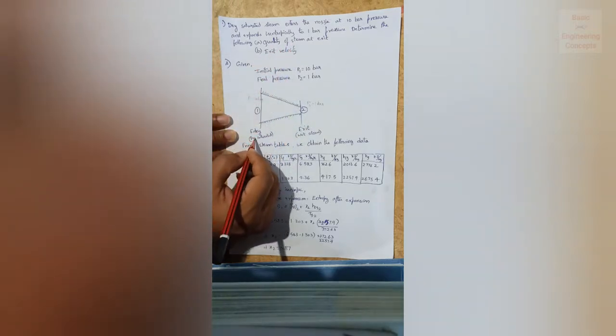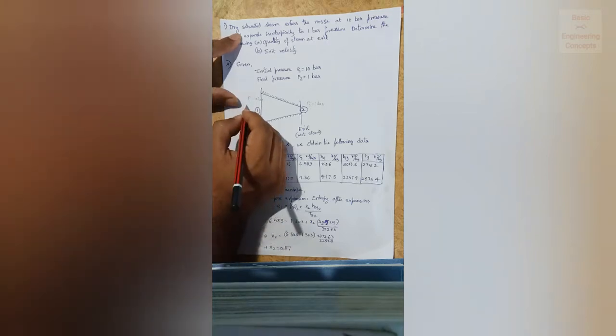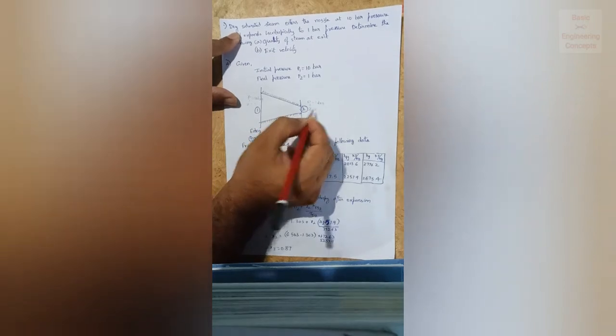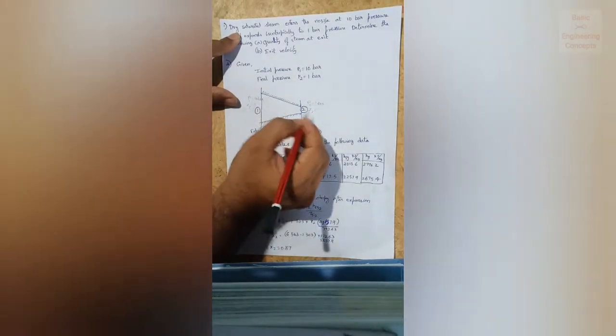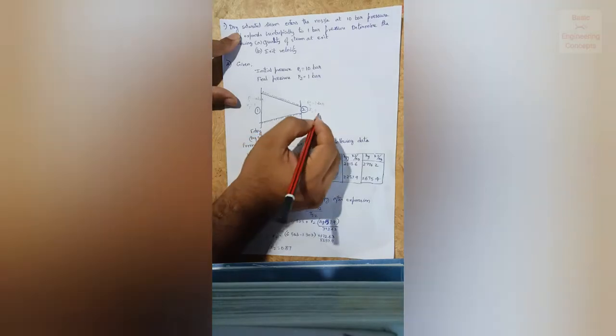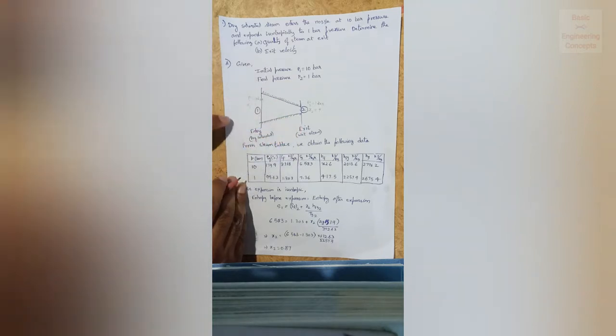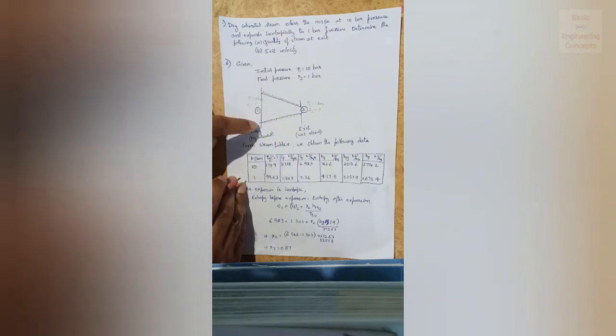At entry, the steam is dry saturated, so x1 is 1. x2 means dryness fraction. The dryness fraction is 1 at entry, and at exit you have to find it. Next, exit velocity: we assume that the velocity at entry is negligible. Now to solve this problem, we should know the following data, so from steam tables we obtain the following data.